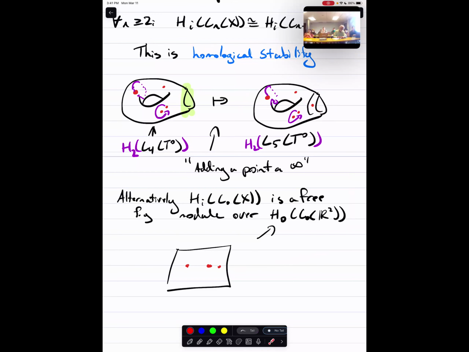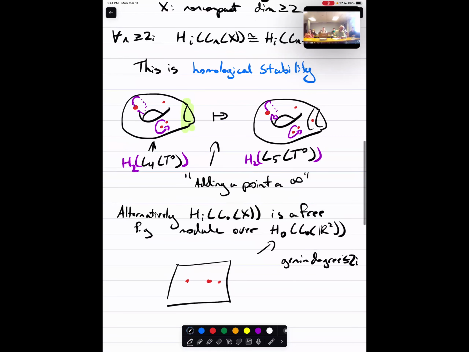So we've got some nice module over here. It's free and finitely generated, and moreover, it's finitely generated in degree less than or equal to 2i. That's the condition up here, that n was bigger than or equal to 2i. Once we had n points, there were no new classes in homology. Every class in homology that we saw came from a smaller number of points orbiting around each other, and then just points sitting over here at infinity, not interacting with the other points in our configuration or the topology of our manifold.